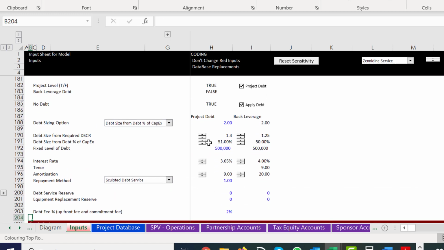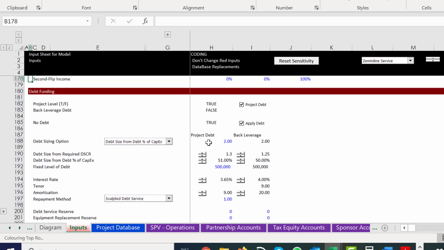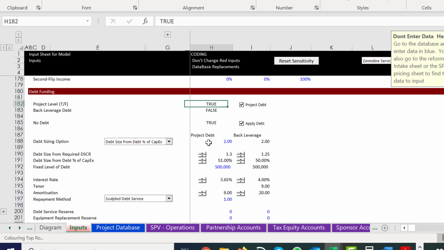the debt funding at the end, which is what I always believe you should do, but when you get to the sculpting, there's a little bit of a problem. So we have a flag that says, okay, should we even put any debt in? And this is a flag: should we put it as back leverage or project level debt? And then we can size it.